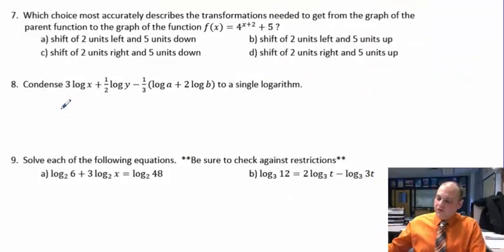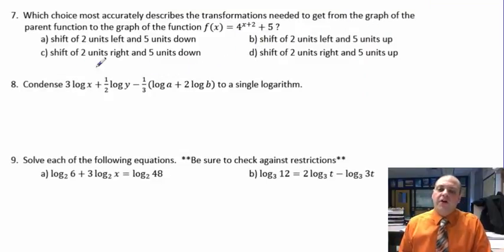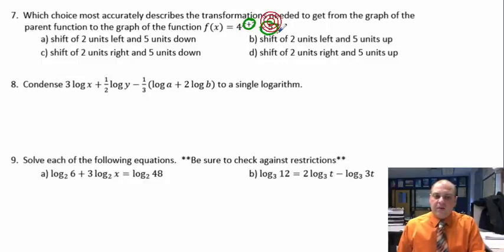All right, moving along. Which choice most accurately describes the transformation needed to get from the graph of the parent function to this graph right here? Again, just knowing the shift, this is 2 units left right here. And this guy is up and down. It's plus 5, so it goes 5 up. So 2 left, 5 up. That's choice B.